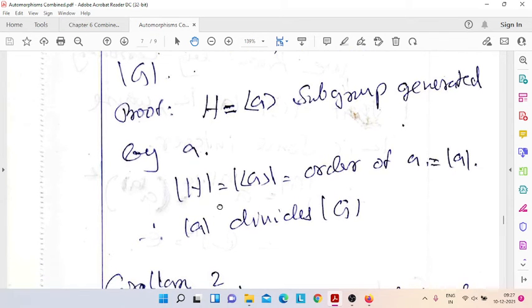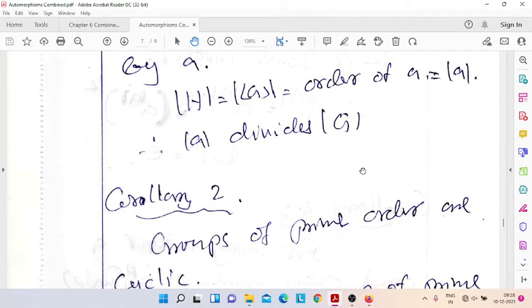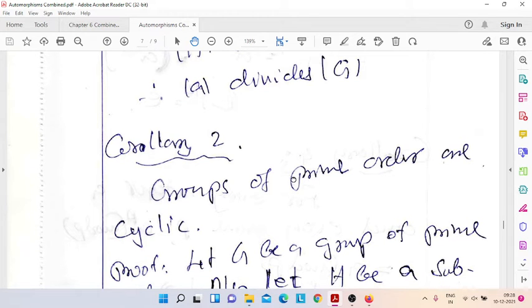Then using the previous result, and also the fact that the order of the cyclic group generated by A is equal to the order of A, therefore the order of A divides the order of G. Thus we have completed that proof.